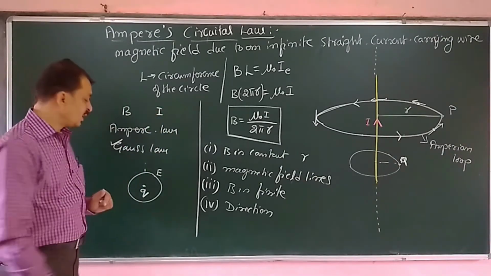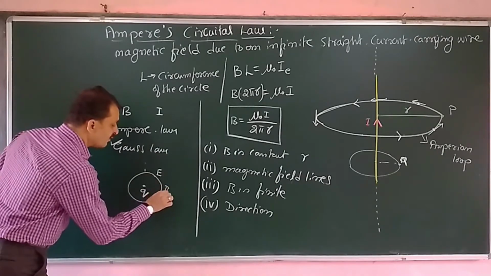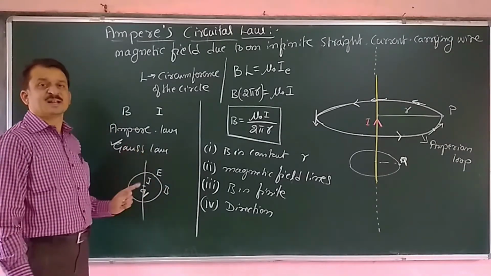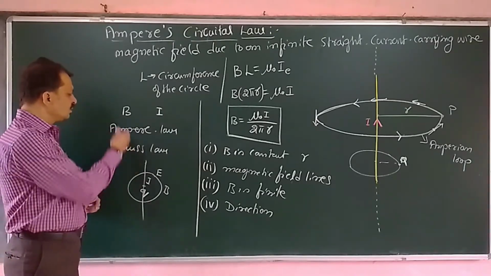In Ampere circuital law, it relates the magnetic field and the current flowing through the wire. So a little bit, they have similarities.